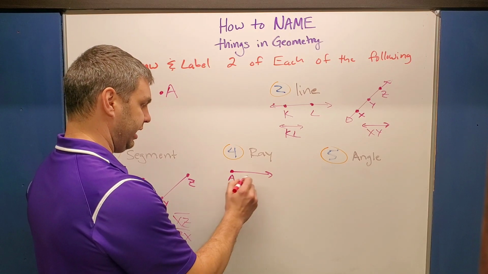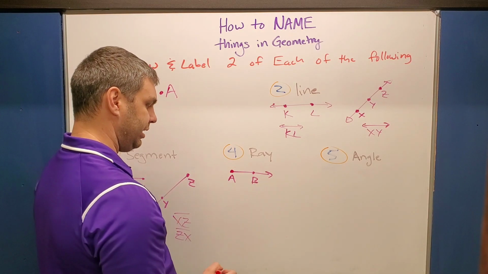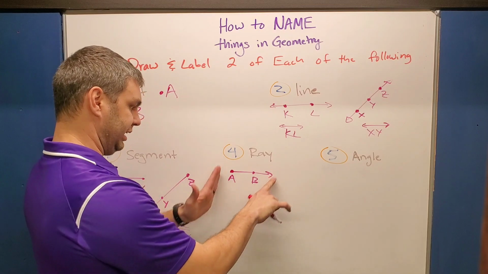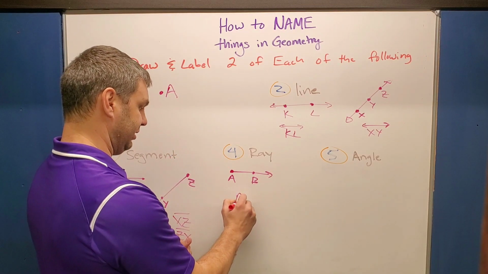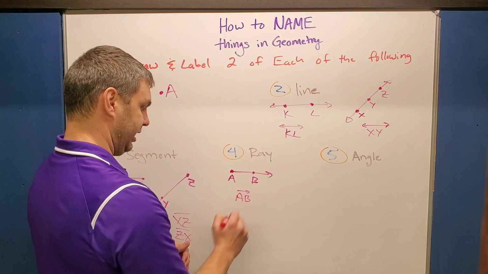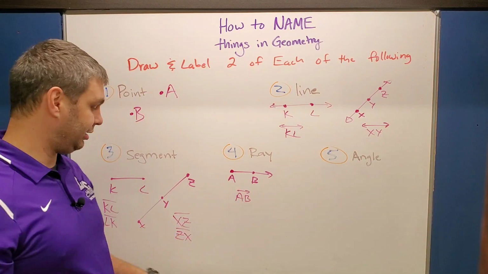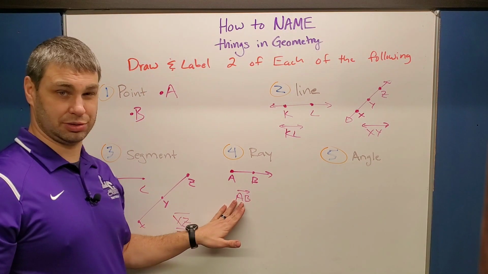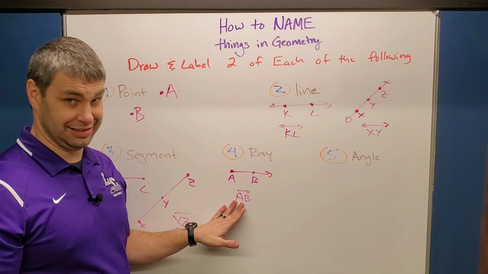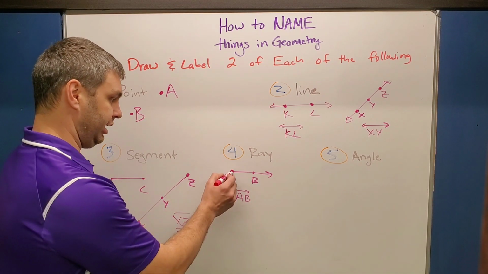So if I were to call this one A, B, the way that I label this, it looks almost identical if I kind of shrink this down a little bit and say this is ray AB. One thing you cannot do with this is you cannot flip-flop those like we were able to in our last one. If I were to say this was ray BA, that's incorrect. It has to start at your endpoint.